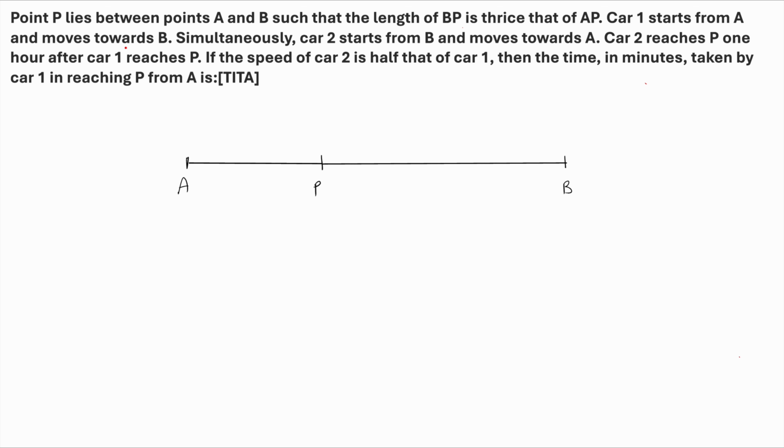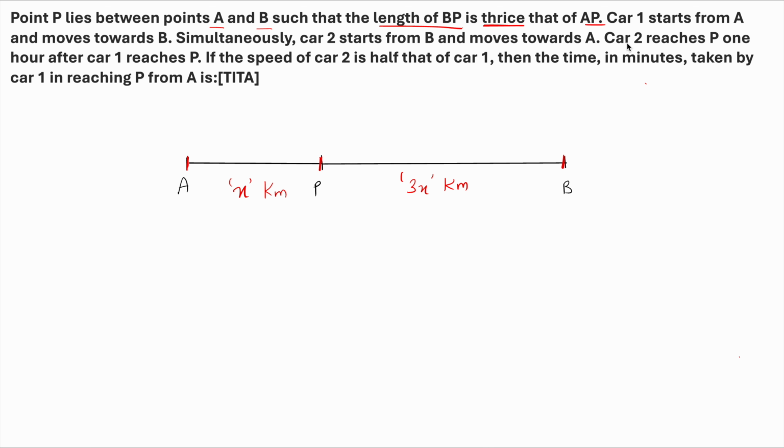Point P lies between points A and B such that the length of BP is thrice that of AP. So we have the points A and B here. Point P is in between the two such that the length of BP is thrice the length of AP. So let's assume the length of AP as x kilometers. The length of BP will be thrice, 3x kilometers.